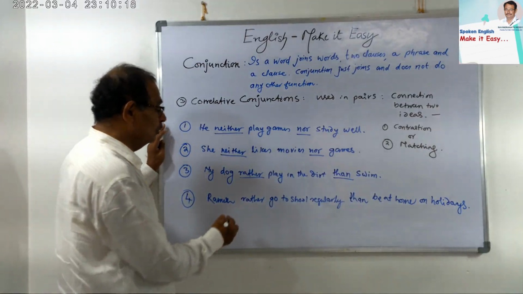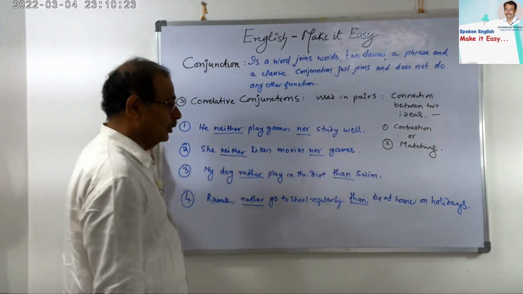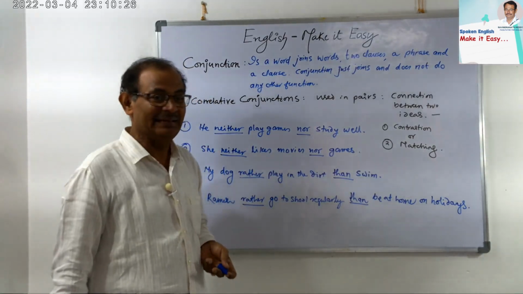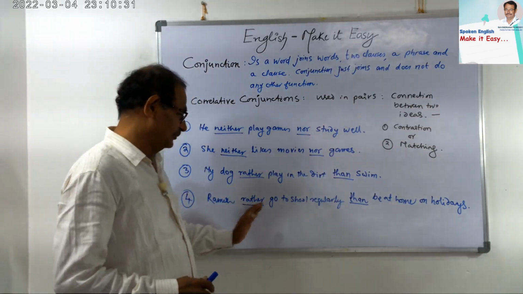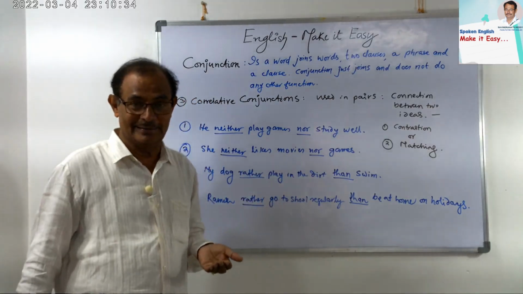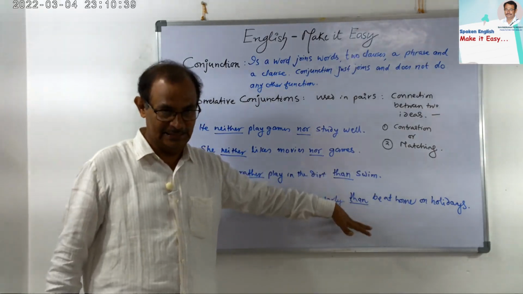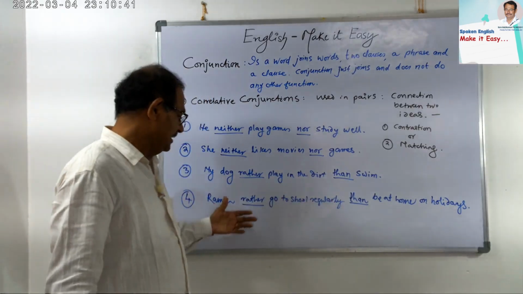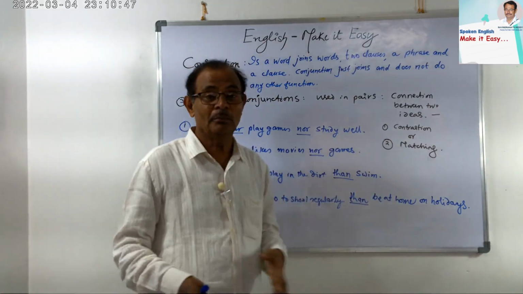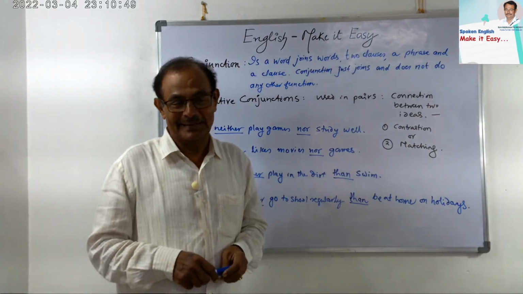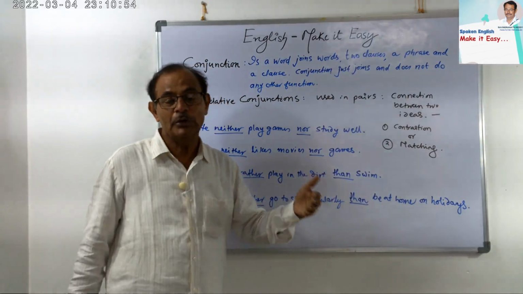Okay, next go to the next sentence. Ramesh would rather go to school than be at home on holidays. He doesn't want to be at home at all, even on holidays. So he prefers to go to school regularly. That's why I told this sentence in this fashion, rather than. Ramesh would rather go to school regularly than be at home on holidays. He doesn't want to be at home on holidays. He would rather like to go to school regularly.